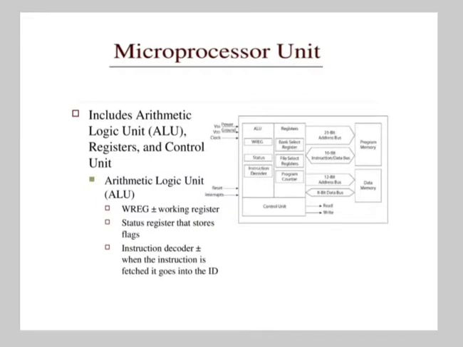So the next point is microprocessor. Good afternoon. The point is microprocessor unit. This microprocessor consists of ALU, arithmetic logic unit, registers and control unit. Arithmetic logic unit ALU has a working register, status register which stores the flag, and instruction decoder. When the instruction is fetched, it goes into the ID.